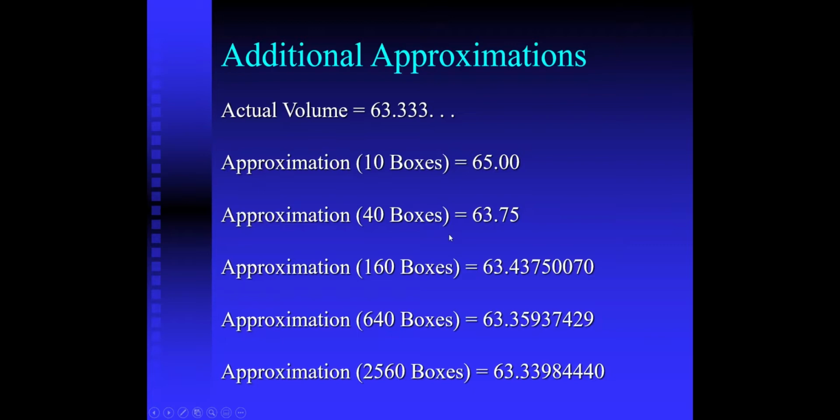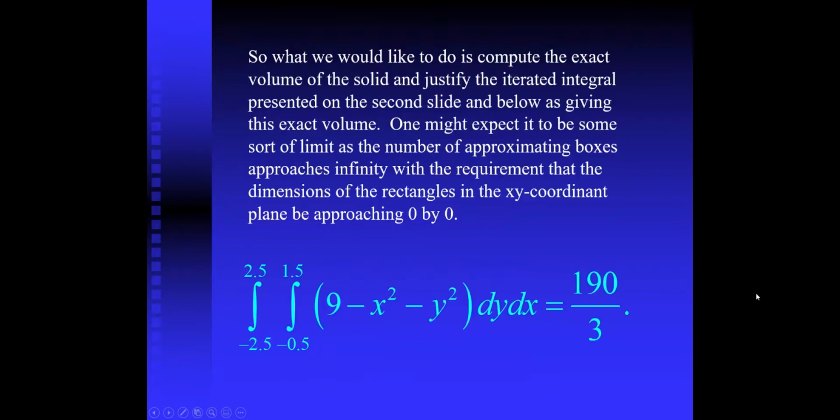And then using that same program for 160 boxes, 640 boxes, 2,560 boxes, I got 63.3398. That's getting close. You're off by not too much. If you truncated this right here, you'd have 63.33, and you'd be pretty accurate. At the 9, we're off by a bit. I could have taken that up to many thousands of boxes, and Maple would have computed it for me, but I didn't go any farther than this.